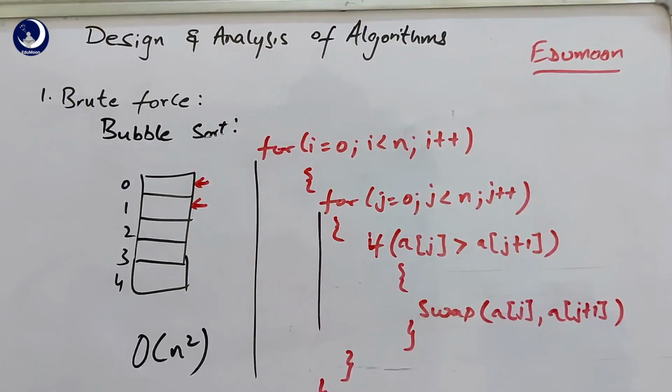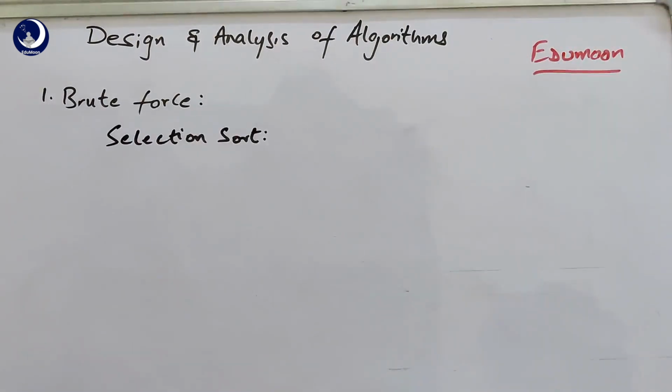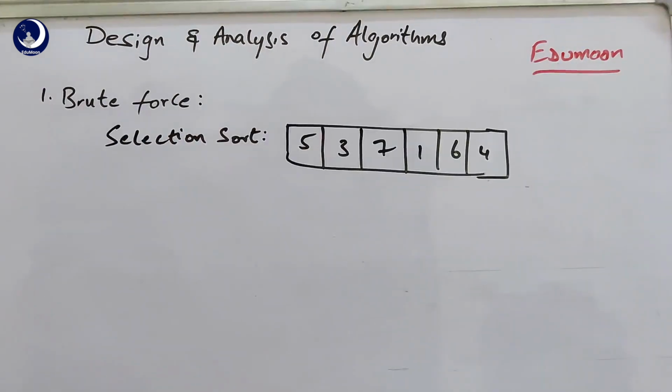Now we go with another sorting algorithm, which is the selection sort algorithm. Now in the selection sort algorithm, again we go with some example. So let us take the same numbers as the previous example in an array, that is 537164. That is the array we have taken previously. So that is the same array we are taking here.